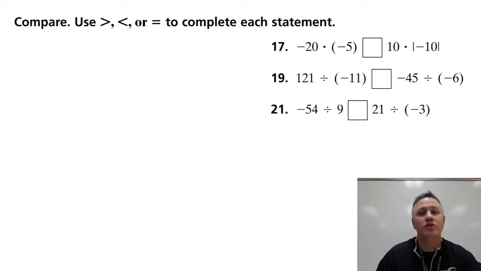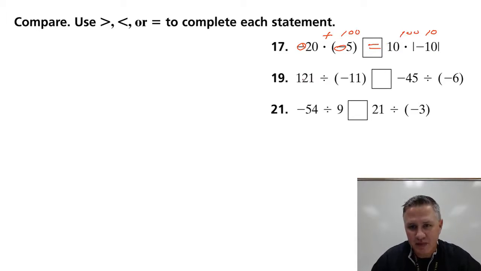Let's do the negative signs first, right? Opposite of a negative is a positive. This guy, the absolute value of -10, is a positive. Make sure you clean that up first. 20 times 5 is 100, and 10 times 10 is 100. It looks like these are equal.